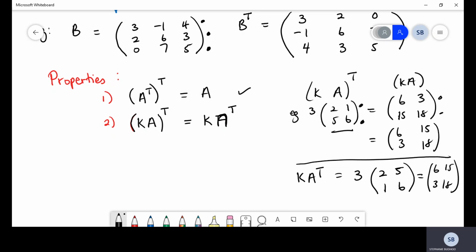So you can see that these two answers definitely coincide with each other. So the property where if you are multiplying by a constant and they're asking you to transpose that matrix after, it's the same as you can transpose and then multiply by the constant, you'll get the same answer. All right, so that's a good point to note.